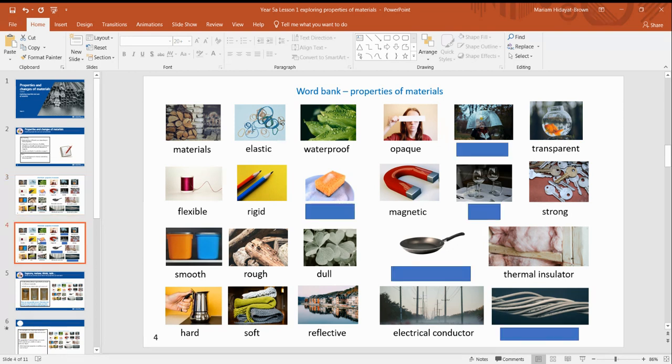So let's see what you remember. So you can see that I have missed out some of the words here. On your piece of paper, have a go at writing down what the missing words are.